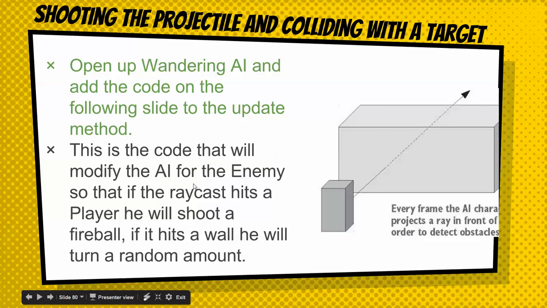This is the code. Okay, let's read this. This is the code that will modify the AI for the enemy. The bad guy is going to shoot his raycast, and if his raycast hits a player, it's saying, hey, you're facing towards the player, so he knows, oh, I need to fire my fireball. So if this raycast hits a player, he shoots a fireball. If the raycast hits a wall and he's super close, he knows that he needs to turn. So now we're modifying it to where it does more than it used to.